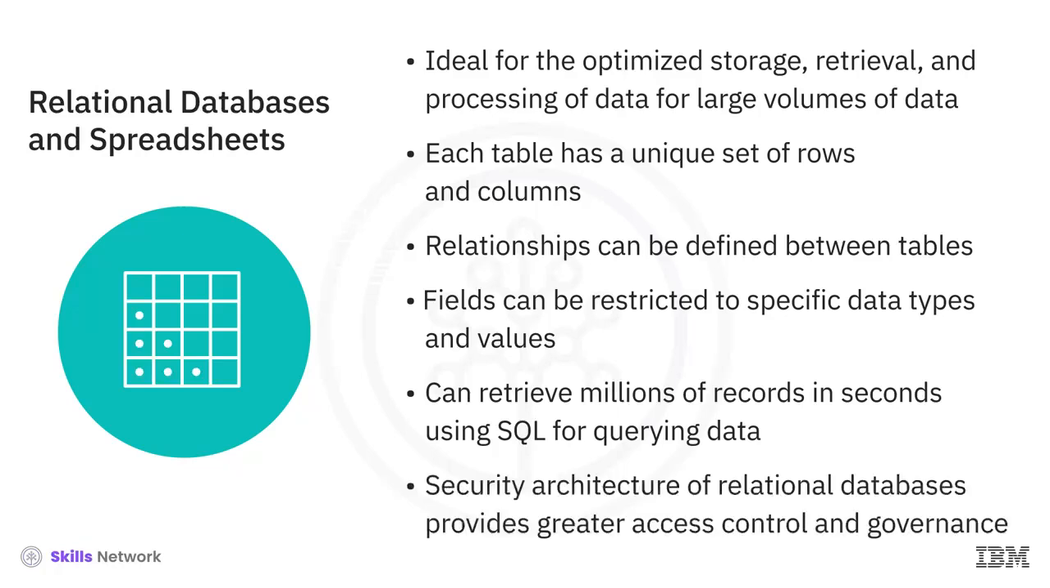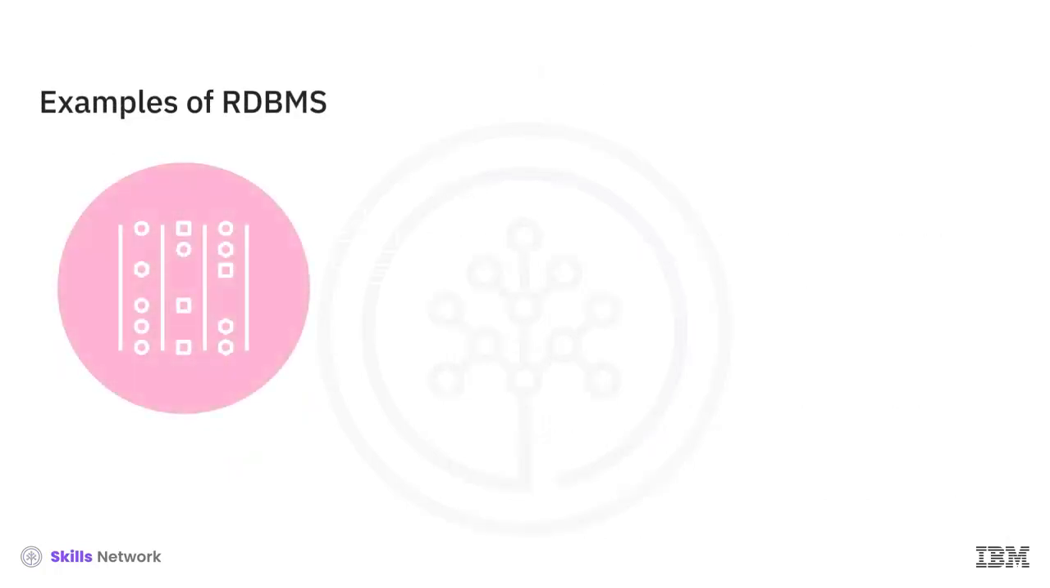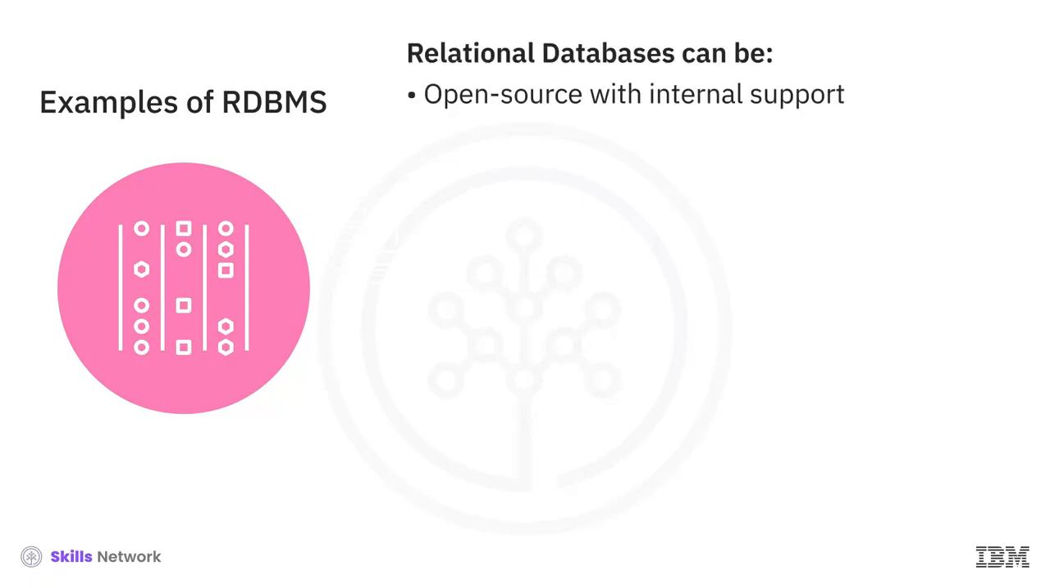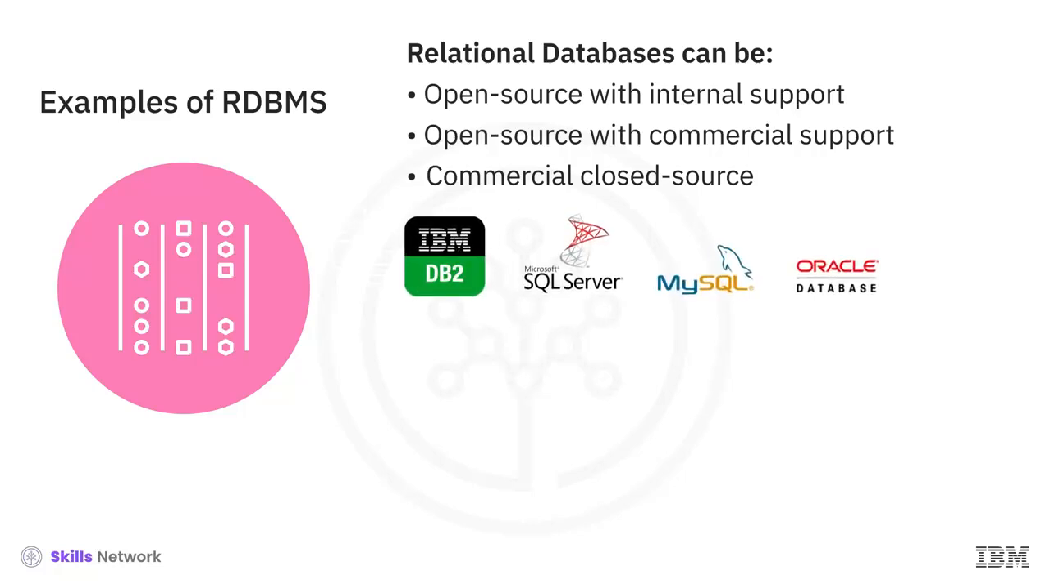Moreover, the security architecture of relational databases provides controlled access to data and also ensures that the standards and policies for governing data can be enforced. Relational databases range from small desktop systems to massive cloud-based systems. They can be either open source and internally supported, open source with commercial support, or commercial closed source systems. IBM DB2, Microsoft SQL Server, MySQL, Oracle Database, and PostgreSQL are some of the popular relational databases.